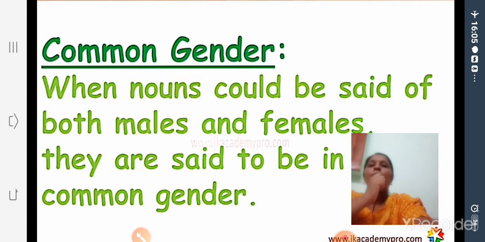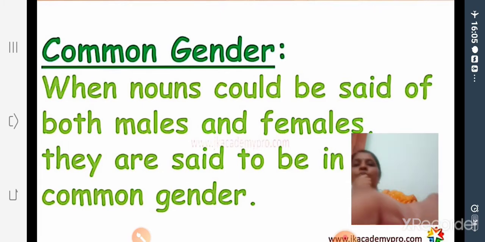Common gender. Common nouns: when nouns could be said of both males and females, they are said to be in common gender. It's a common word that can be used for denoting what? Both male and female. There are some words which we can use to denote both males and females. Such nouns are called common genders.